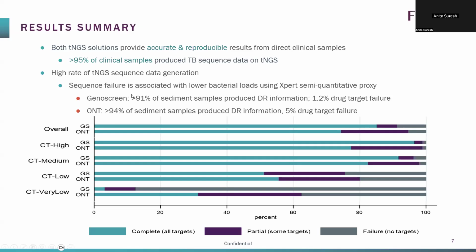So as you can see, for the most part, 91% of the clinical samples here produced information on drug resistance. And for GeneStream and for ONT, more than 94% of them produced drug resistance information. So the target failure rate was, of course, a 5% drug target failure rate. And it was slightly smaller in GeneStream.